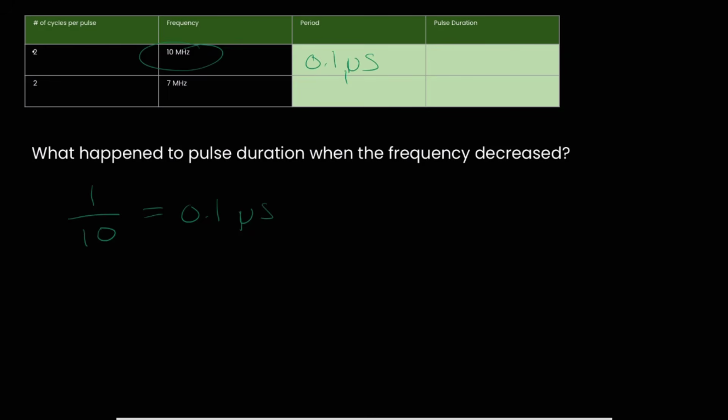We're then going to use the period-based pulse duration formula to calculate pulse duration. So we have 0.1 multiplied by 2 cycles in the pulse. 0.1 multiplied by 2 gives us 0.2 microseconds. Let's take a look at the bottom one.